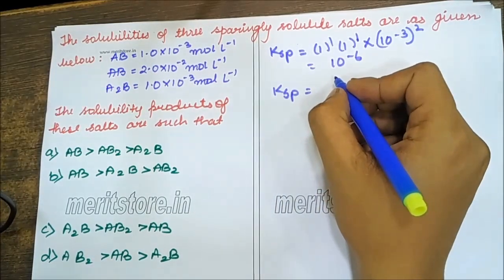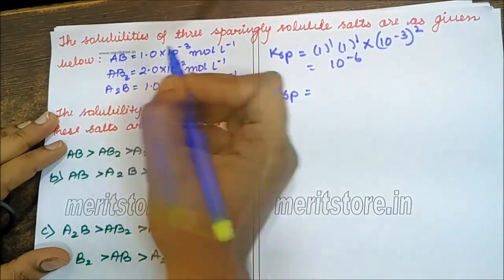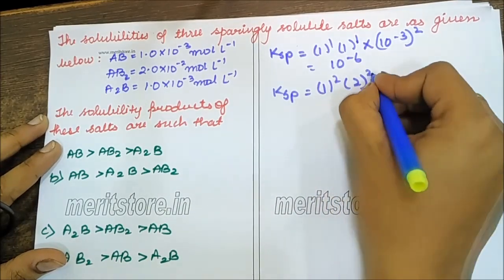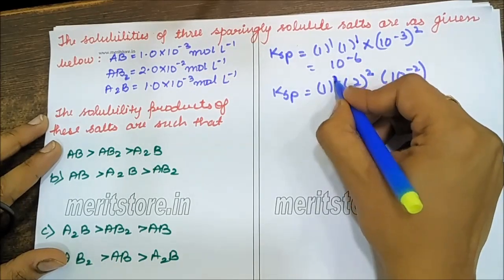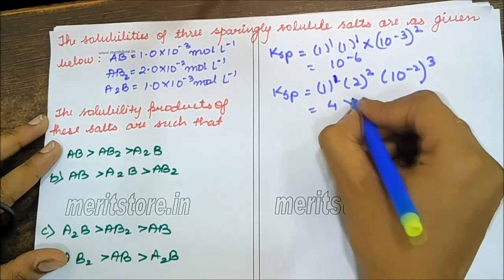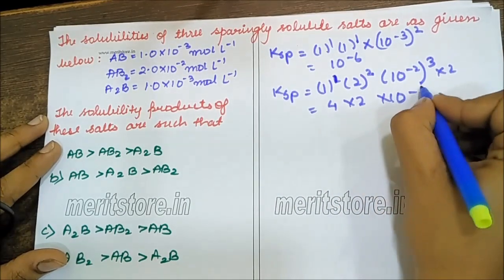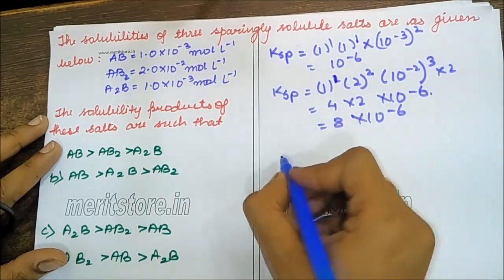Then Ksp for the second compound, it's AB2 in the question. It's 1 raised to 1 into 2 raised to 2 into 10 raised to minus 2 raised to 2 plus 1, which is 3. So that's 4 into 2 into 10 raised to minus 6. So that's 8 into 10 raised to minus 6.